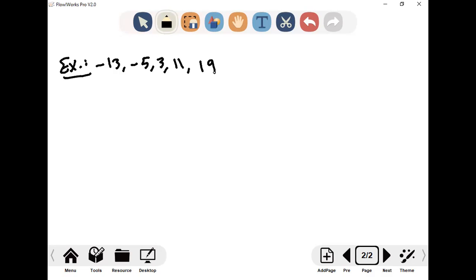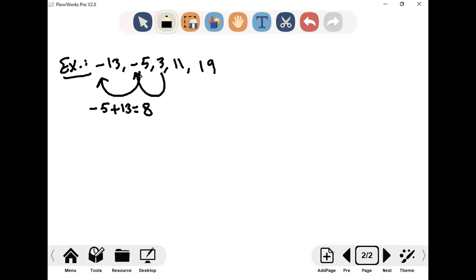Now, how do we know if this is arithmetic or not? I will say -5 minus -13, right? So we have 2 minuses here. -5, I do subtraction, minus -13, meaning -5 plus 13, how much? It is 8, right? Here 3 minus -5, also 8.